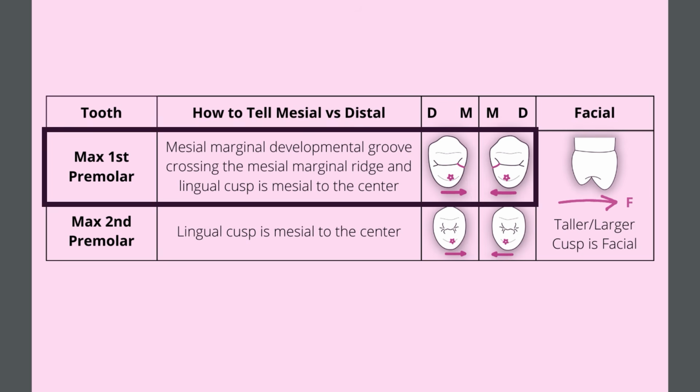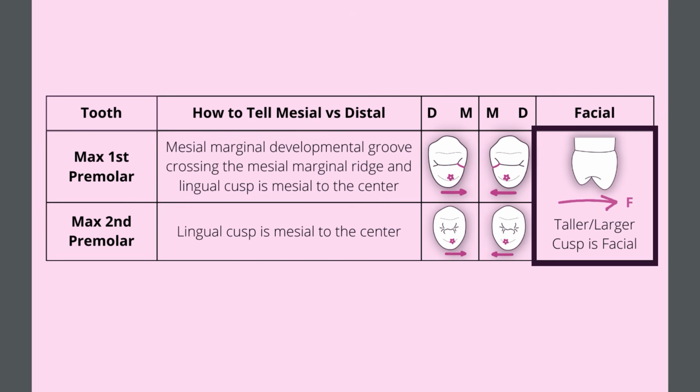For the maxillary first premolar, you're going to look at this tooth from the occlusal to determine mesial from distal. There is a mesial marginal developmental groove that's going to cross the mesial marginal ridge. So the side of the tooth that has a groove that goes from the occlusal to the proximal, that is the mesial. You could also look at the lingual cusp. The lingual cusp is mesial to the center.